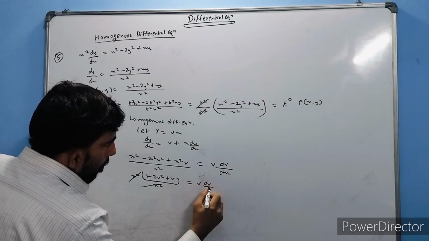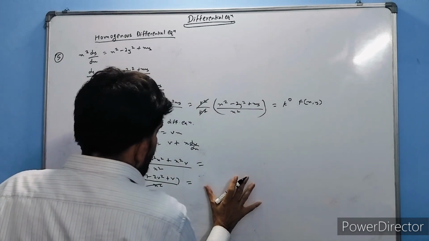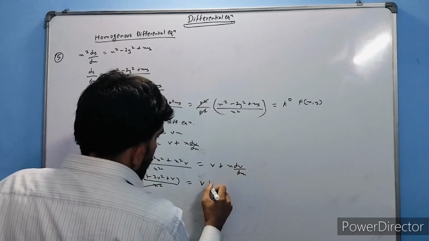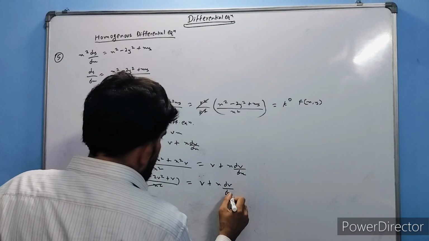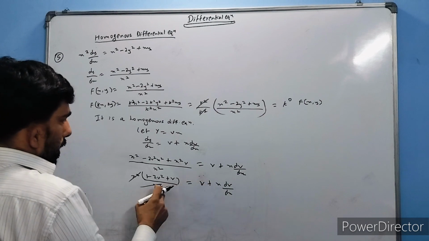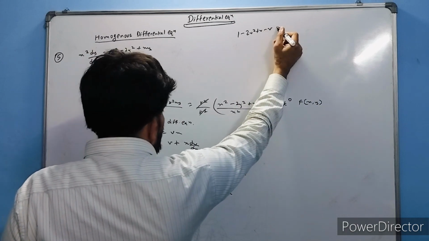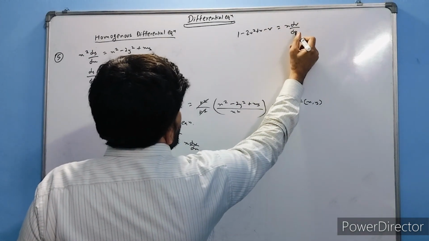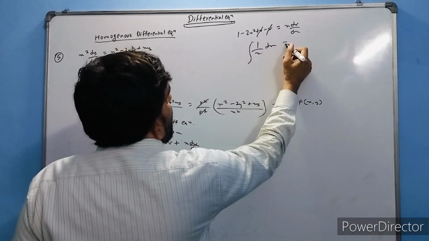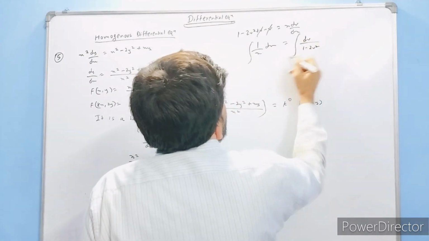Wait, what we have done here is a mistake. We'll write v plus x dv upon dx, so v plus x dv upon dx is equal to 1 minus 2v square plus v. Now we take this v to the other side, so 1 minus 2v square plus v minus v is equal to x dv upon dx. So, separating the variables, dv upon 1 minus 2v square is equal to 1 upon x dx.